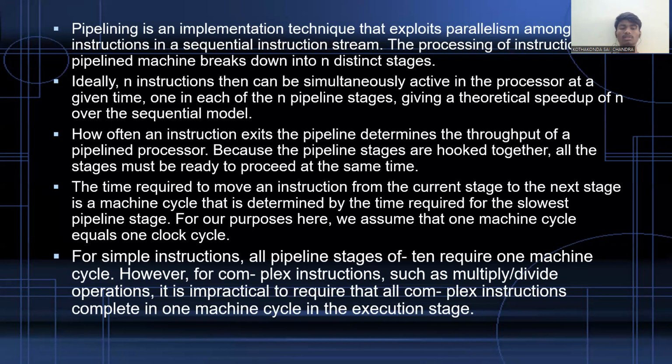All the stages must be ready at the same time. The time required to move an instruction from the current stage to the next stage is the machine cycle, which is determined by the time required for the slowest pipeline stage. For our purposes, we assume that one machine cycle equals one clock cycle. For simple instructions, all pipeline stages often require one machine cycle.